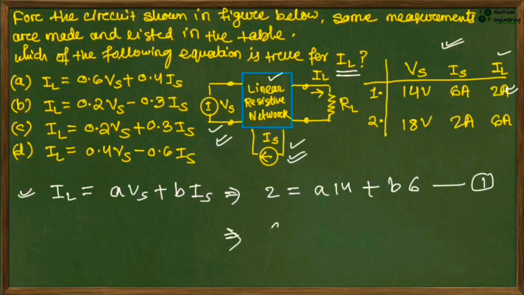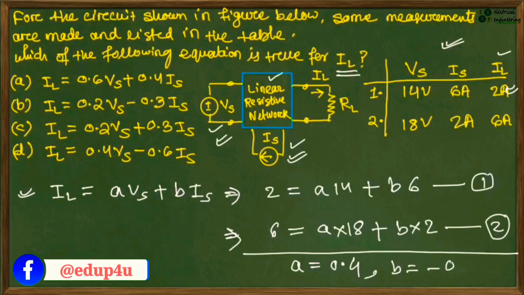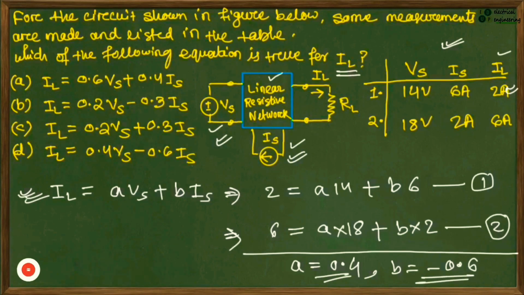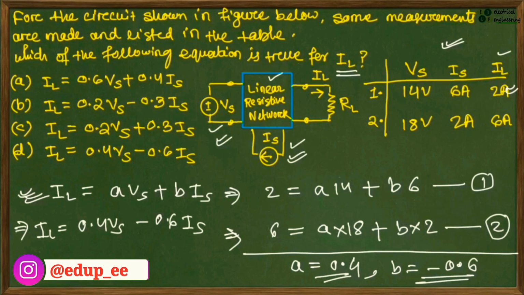Similarly, 6 equal to A into 18 plus B into 2. Let's make this equation 2. By solving these equations we can get A equal to 0.4 and B equal to minus 0.6. Now put these values in the IL equation. We can write IL to be equal to 0.5 Vs minus 0.6 Is. Looking at the options, option D is the right answer.